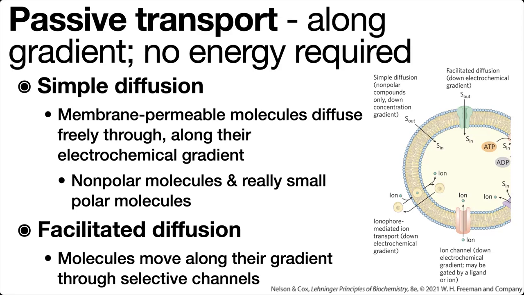So passive transport is when molecules are moving along their electrochemical gradient. So they're moving in a direction that is thermodynamically favorable. They can do it either with help, in the case of facilitated diffusion, when we're talking about channels, often selective channels, or simple diffusion, where it's molecules that are small and nonpolar enough that they can just sneak through the membrane without help.